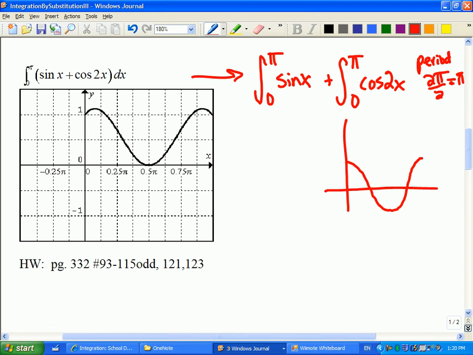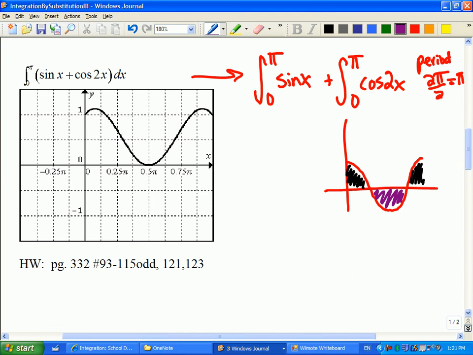Does anybody remember anything about this cosine graph that might help you answer this question in terms of area and integrals? Yeah, why do they cancel out? Yeah, so the amount of area under here is going to be the same as the area above. Do you remember the special property? It starts with an S, if that helps. Special property? Super property? It was actually symmetry, right?